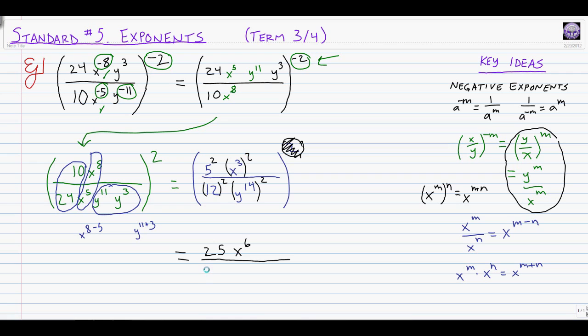Down to the bottom, 12 squared. 12 times 12 is 144. And y to the 14 to the 2nd power, that's just y to the 14 times y to the 14th. You can kind of see why it works. Otherwise, we multiply the exponents. We get y to the 28th power. And this guy, 25x to the 6th over 144y to the 28th, is our final answer.